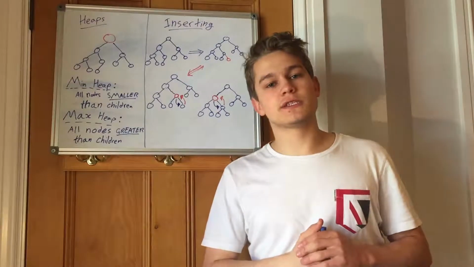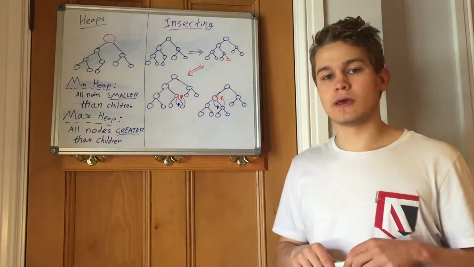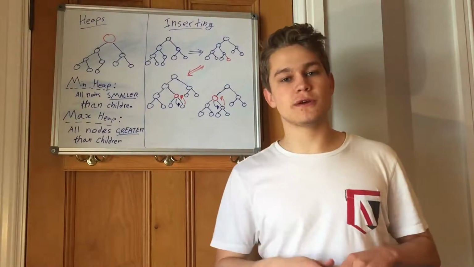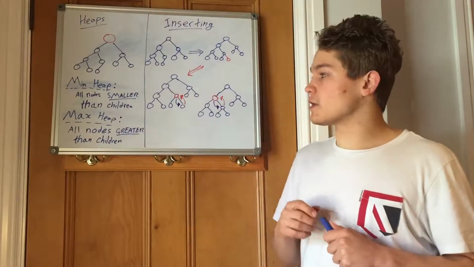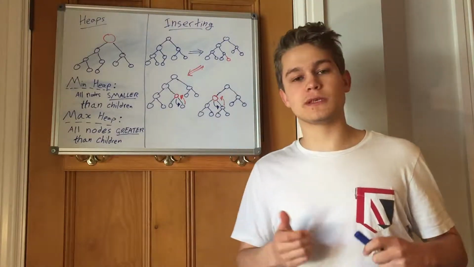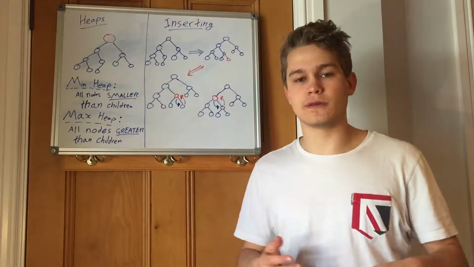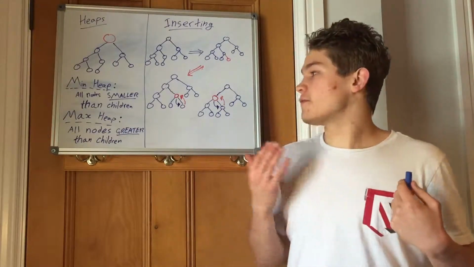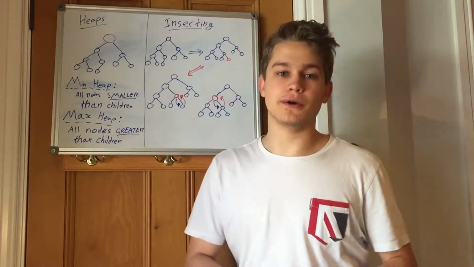The second stage of insertion is, of course, we have to make the heap a valid heap. To do that, we swap the new node that we just inserted with its parent until the heap's valid. So for a min heap, we'll swap this new node with its parent until its parent is smaller than the new node. Likewise, for a max heap, we'll swap it until its parent is larger than this new node.